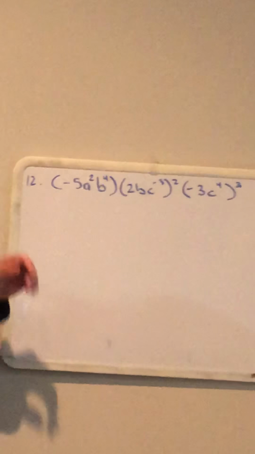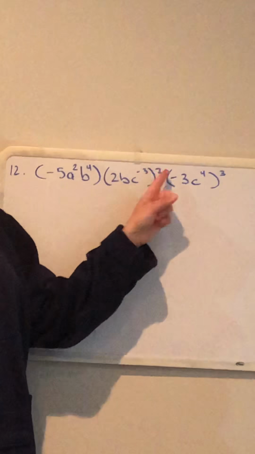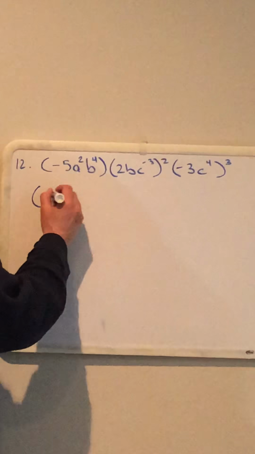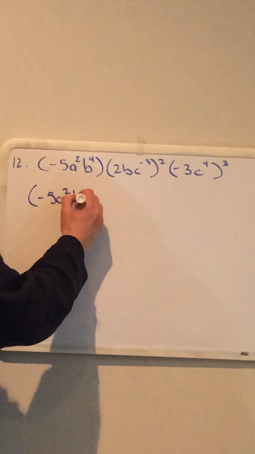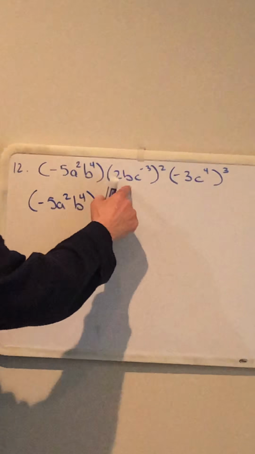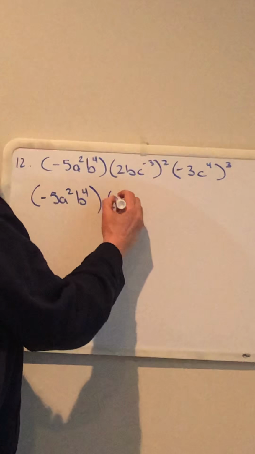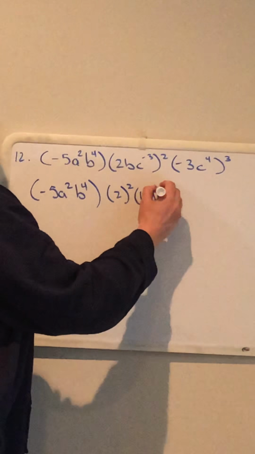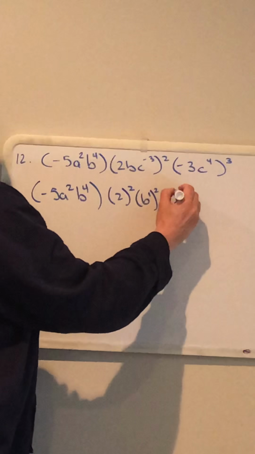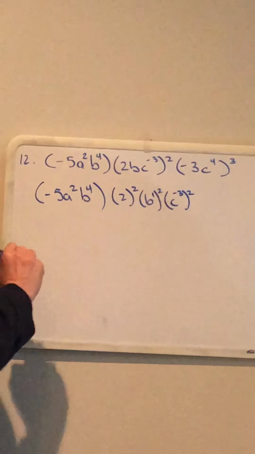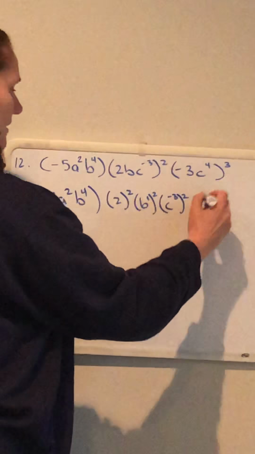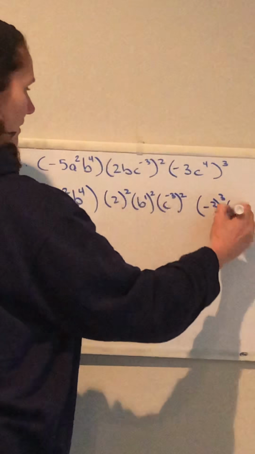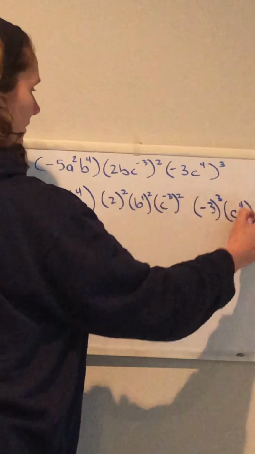12. I look at number 12 and the first thing I see is there are outer exponents, so I have to handle them first. So the first parenthesis is not going to change. But the second parenthesis is going to become 2 to the second, b to the first to the second, c to the negative third to the second. And this parenthesis is going to become negative 3 to the third, and c to the fourth to the third.